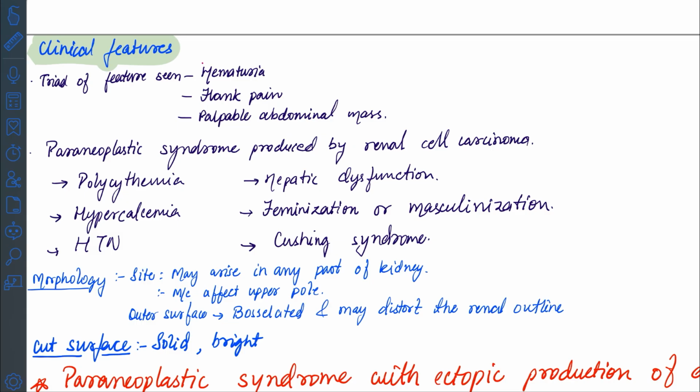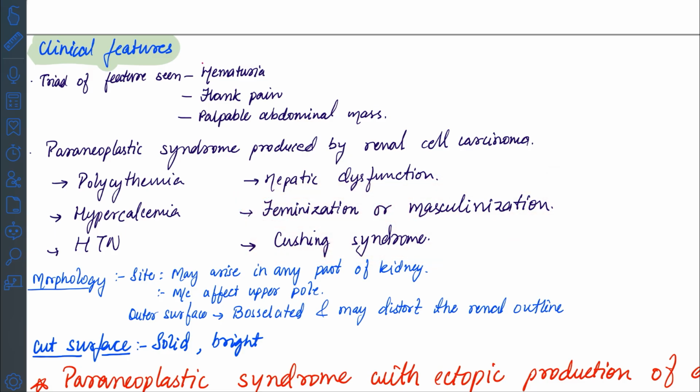Now, this point is important, so please remember this. The paraneoplastic syndromes produced by RCC are polycythemia, hypercalcemia, and hypertension. There can be hepatic dysfunction, feminization or masculinization, and Cushing syndrome.